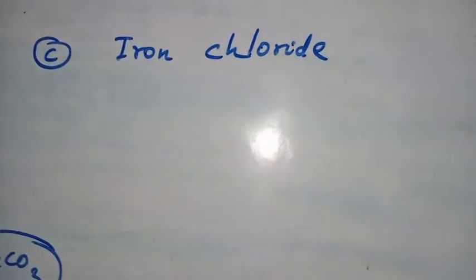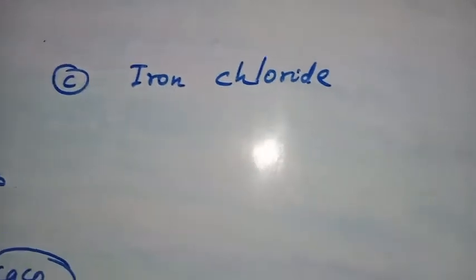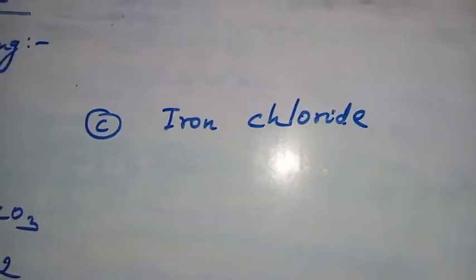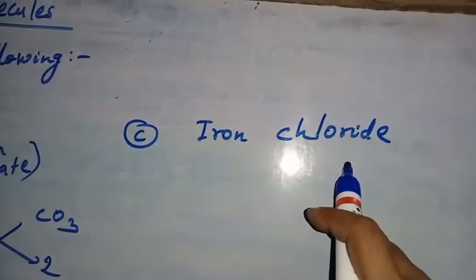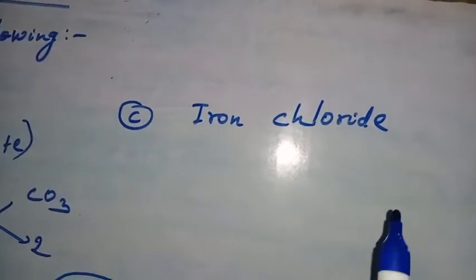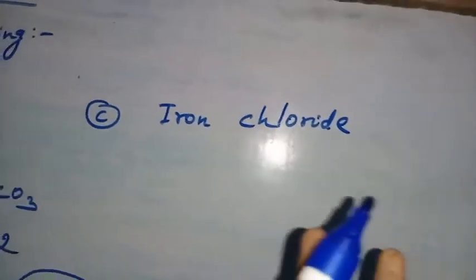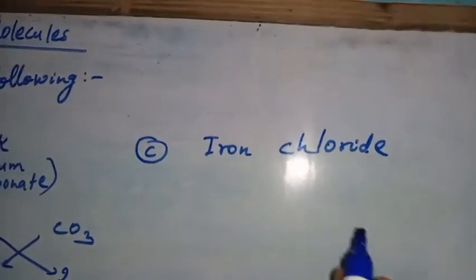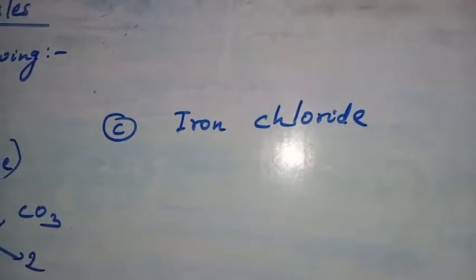Some of you have done it correctly, and some of you have written the formula of only ferric chloride, and some of you have written the formula of only ferrous chloride. But you have to show both things, because here iron chloride does not make clear whether it is ferrous or ferric. So I suggest that you write both the formulas, that is of ferric chloride also and ferrous chloride also.